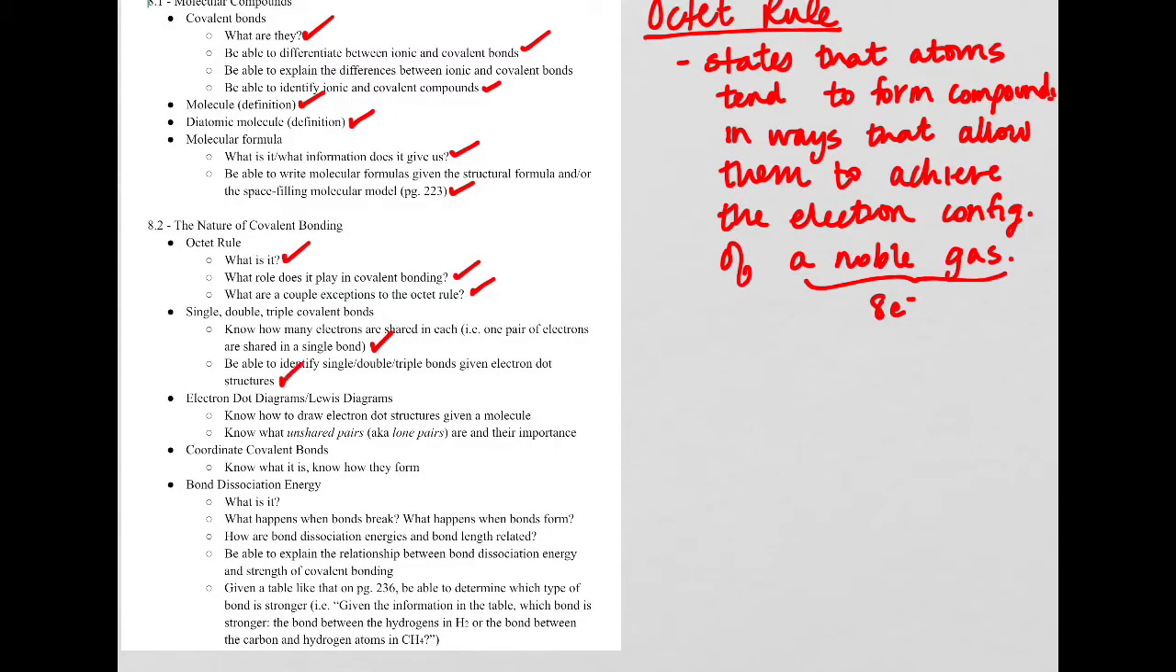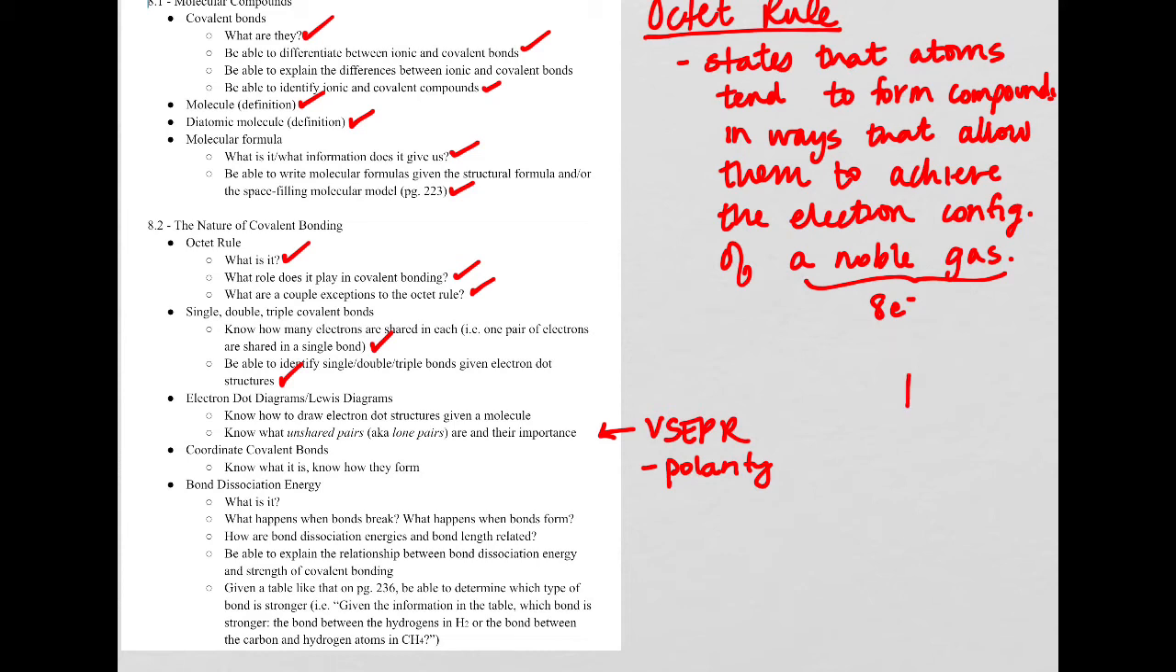Okay. So electron dot diagrams or Lewis diagrams, you need to know how to draw electron dot structures given a molecule. And you need to know what unshared pairs or lone pairs are and why they're important. They're going to be important when we start talking about VSEPR theory. I put the R and the P the wrong way, but there we go. And they're also going to be important in determining polarity or non-polarity of molecules, covalent molecules as well. I'm not going to go over how to draw electron dot structures given a molecule, but you are going to need to be able to do that.